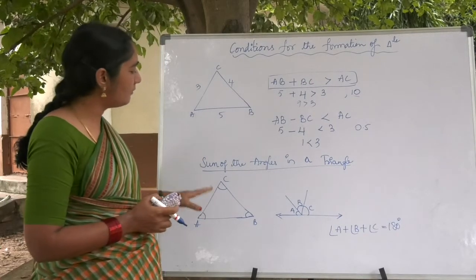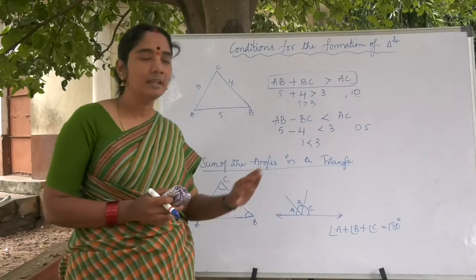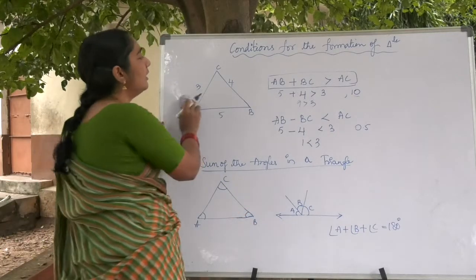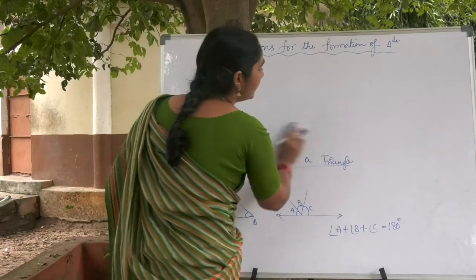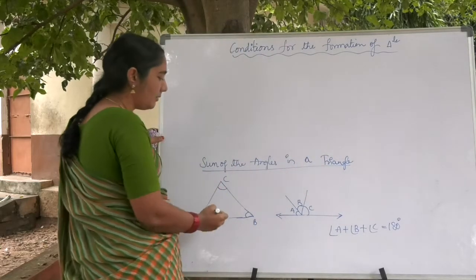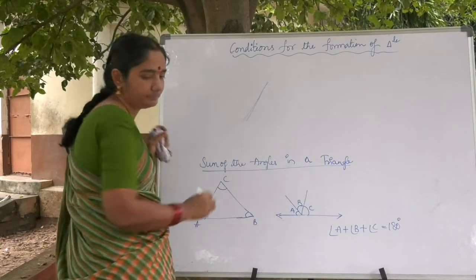Now, the next topic we are going to discuss here is that the sum of the angles in a triangle is 180 degrees. Let us see. My dear friends, now let us discuss the topic, that is, the sum of the angles in a triangle is equal to 180 degrees. Now, my dear friends, we are taking a triangle.